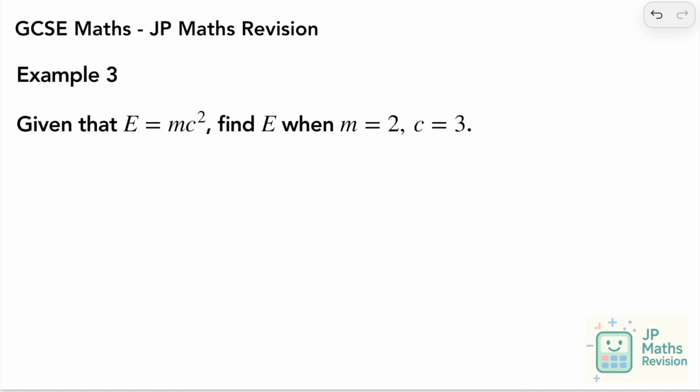In this example here, we have, given that e equals mc squared, find e when m is 2, c is 3. So we have e equals 2 times 3 squared. So 2 times 9, so that is 18.